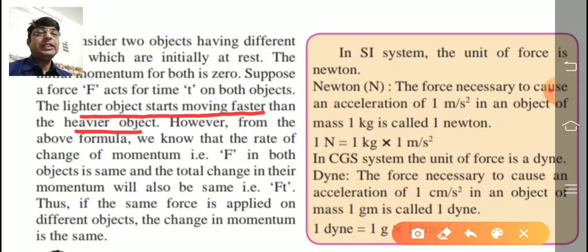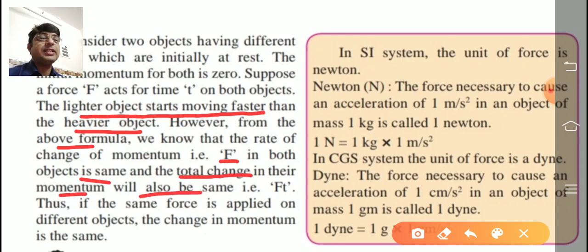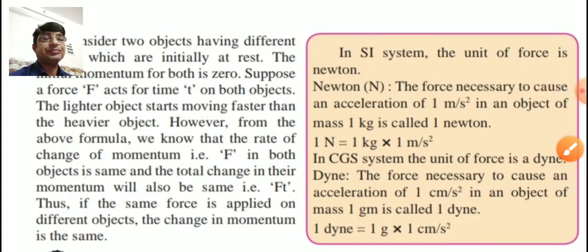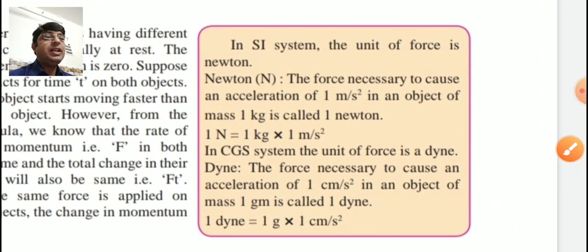However, from the above formula F equal to ma, we know that the rate of change of momentum, that is the force, in both objects is the same, and the total change in their momentum will also be the same, that is F into t, the product of force and time. If the same force is applied on different objects, the change in momentum is the same. Next, what is the SI and CGS unit of force, and define?